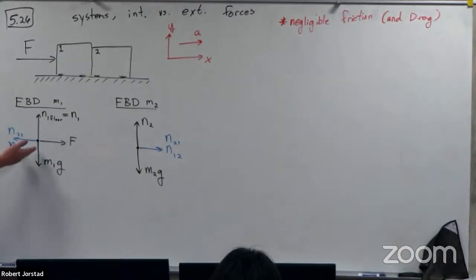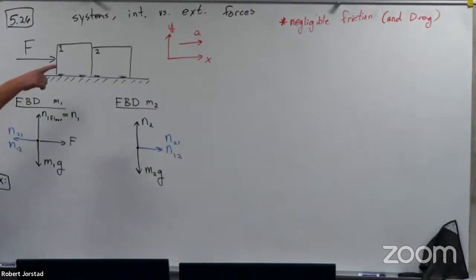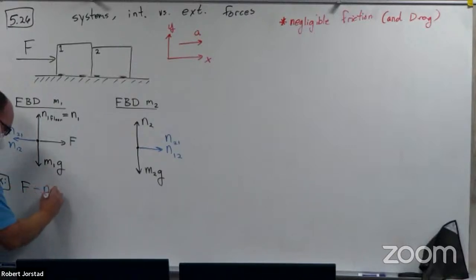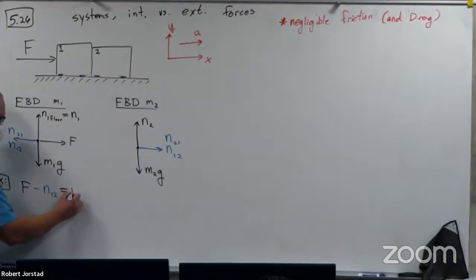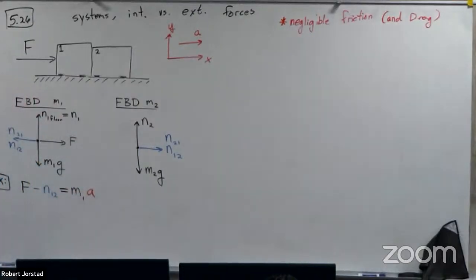All right, give me a force equation for this. How about the x direction? In the x direction, give me a force equation. There's your coordinate system. F minus N21. N12, N21, doesn't matter, right? Anything else left or right? So what does that equal? It doesn't equal ma, it equals 0. M1a. You know what I'm saying?